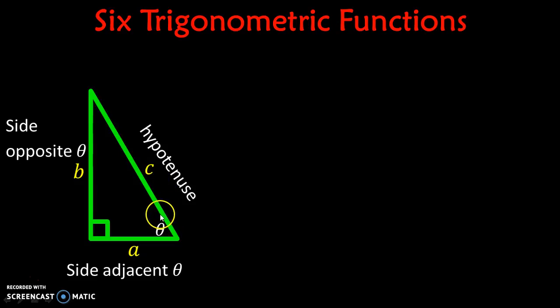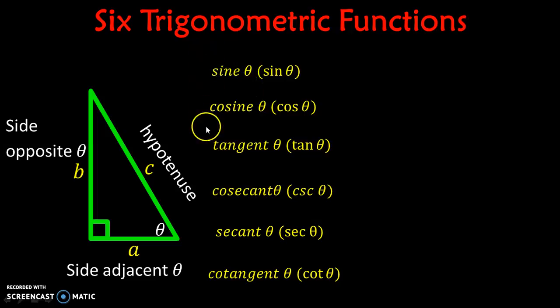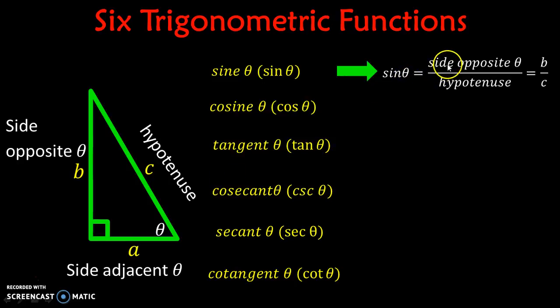So let us try to define the 6 trigonometric functions of this angle here, angle theta. First we have the sine function, cosine function, tangent function, cosecant function, secant function, and cotangent function. These are the 6 trigonometric functions. The first one is the sine function. Sine theta is equal to side opposite of that theta over hypotenuse, so side opposite B over hypotenuse C, so B over C. That is the first trigonometric ratio.